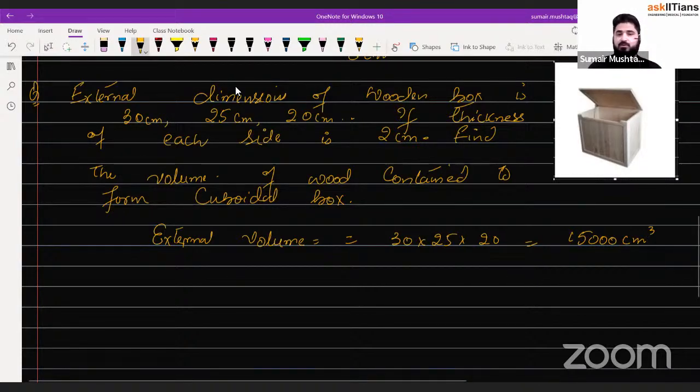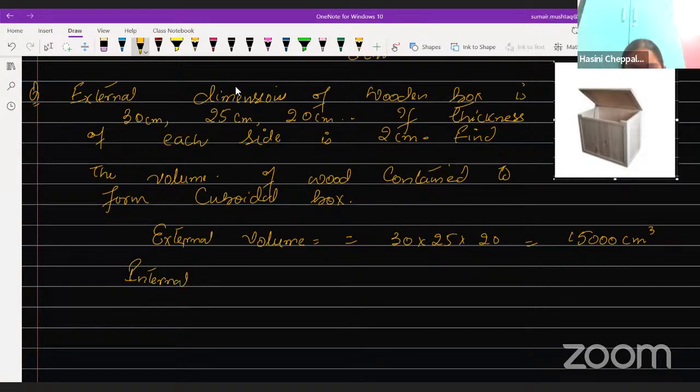You need to find the volume of the wood. The internal volume? Internal volume. So first of all, you need to find the internal dimensions. What will be the internal dimensions? Come on, tell me. What will be the internal length?